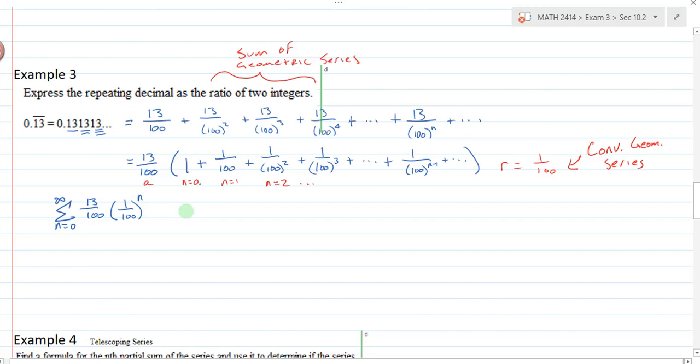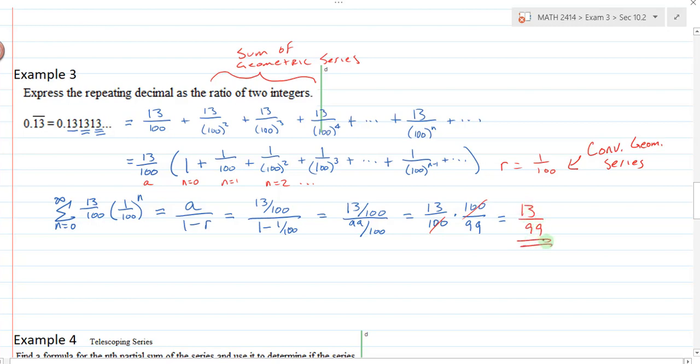And how do you find the sum of the geometric series? It's a over 1 minus r. Well, a we said was 13 over 100 divided by 1 minus 1 over 100. And that's going to be 13 over 100 divided by 99 over 100. And that, when I flip and multiply, that's going to give me 13 over 100 times 100 over 99. And the hundreds are going to cancel out, and I'm just left with 13 over 99. That would be the ratio of two integers.